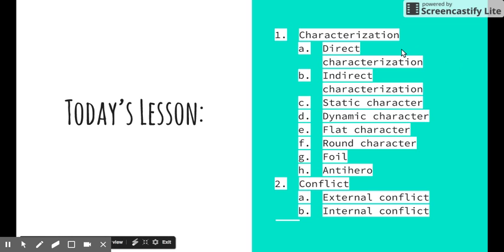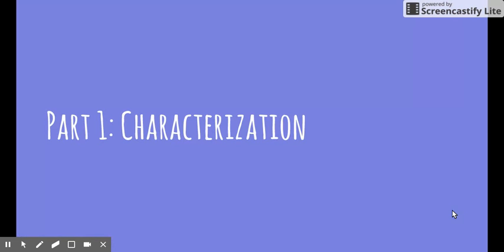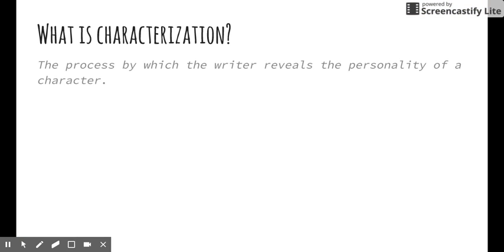So we'll be going over direct characterization, indirect characterization, static characters, dynamic characters, flat and round characters, foils, and antiheroes. And then for conflict, we'll be talking about external conflict and internal conflict. So for part one, we're going to start off with characterization.